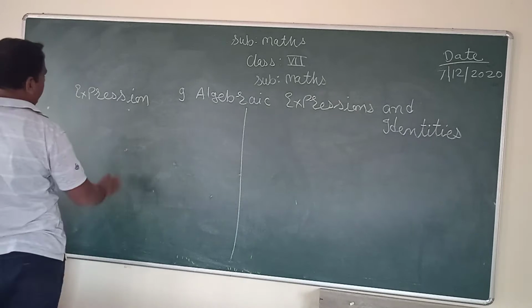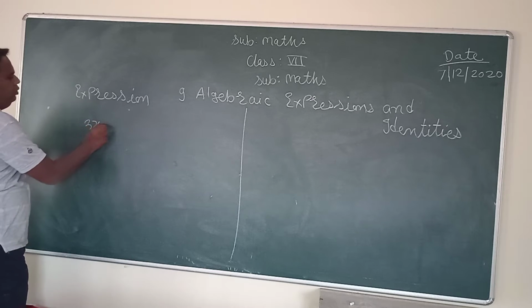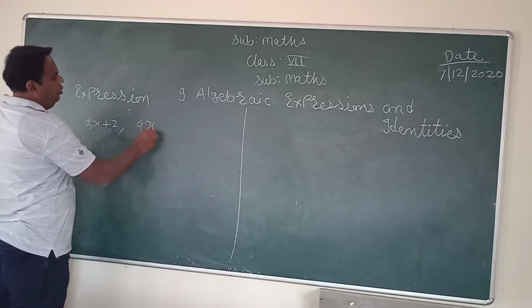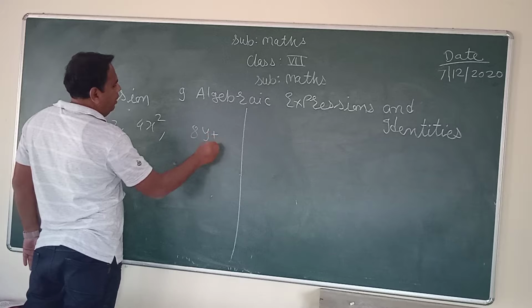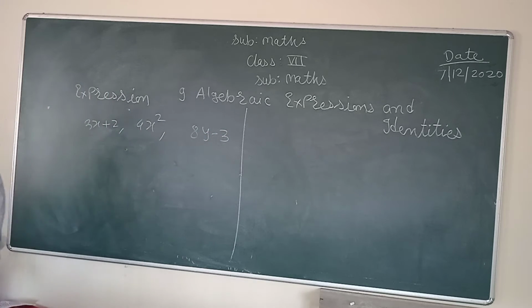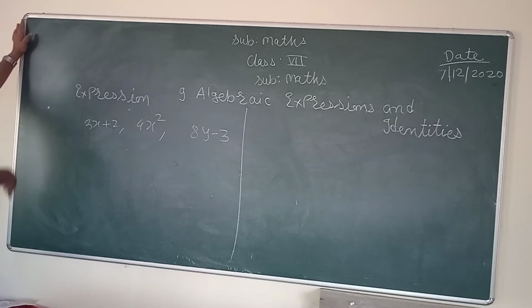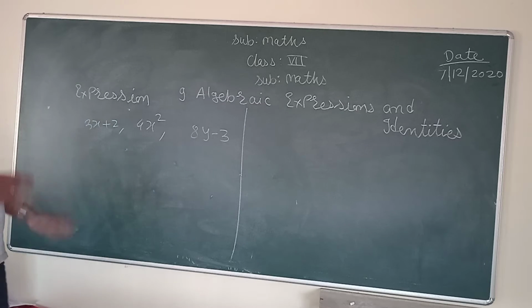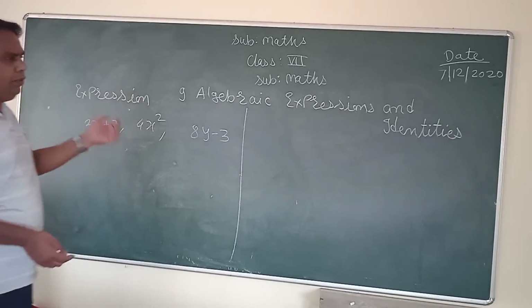In 6th standard, you have studied the algebraic expressions, students. So first of all, we see here what the algebraic expressions are: 3x + 2, 4x², 8y - 3. These are the expressions. These are the algebraic expressions, students. Or we can say expression. इनको हम expression भी कह सकते हैं. ये algebraic expressions हैं, इनको हम simply expression भी बोल सकते हैं. We can say simply expressions.